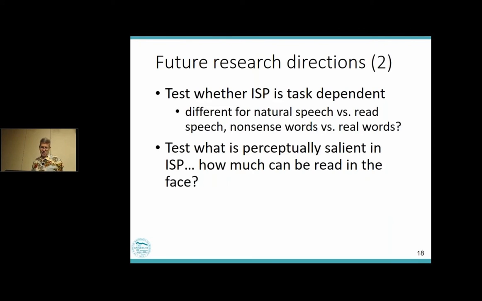A couple more future research directions. Test whether ISP is task dependent. So is it different for natural speech versus read speech? So far we've just tested it on read speech, just because of the need for tight control for measurement. Nonsense words versus real words, and so on. And finally, test what is perceptually salient in ISP, how much can be read in the face.